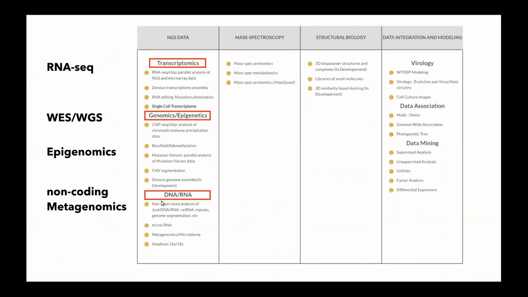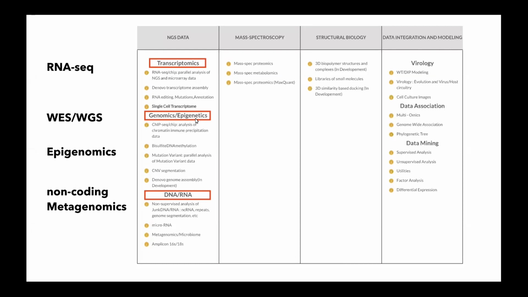So here you can see RNA-seq transcriptomics, genomics and epigenetics. You can see the whole exome sequencing, whole genome sequencing, bisulfite sequencing that we talked about, copy number segmentation or copy number variation, where we can look at number of genes that are recorded multiple times in the genome, and also metagenomics. So how can we analyze data from microbial communities, the microbiome? So all of these are important techniques to understand, but they all share common principles.